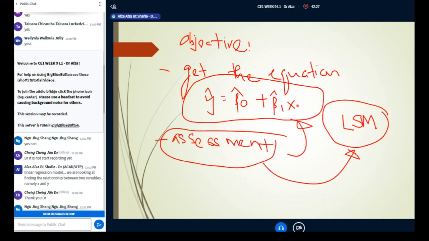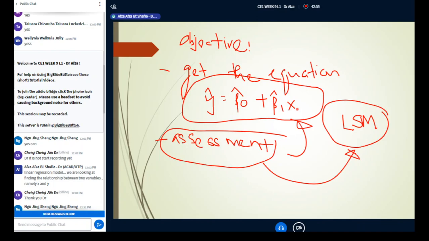Okay, number two is measuring the strength of the relationship between the x and the y. Number three is what we call the hypothesis test, to test for the value of the slope. Number four is the confidence interval. And lastly, number five is the ANOVA. The ANOVA is the same concept as what we learned in the last chapter. But we're not going to do the confidence interval.